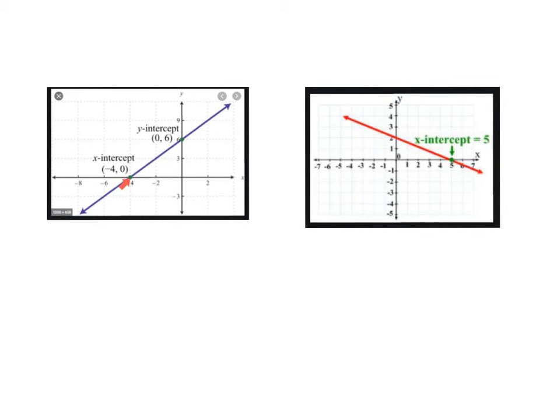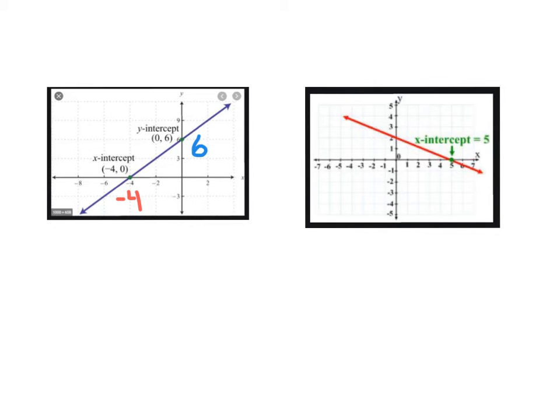Again, here is an x-intercept. It's at -4, 0, but technically we could just call the x-intercept in this example -4. And then the y-intercept up here, it's at 0, 6, but we could call that 6. Our y-intercept would be 6.